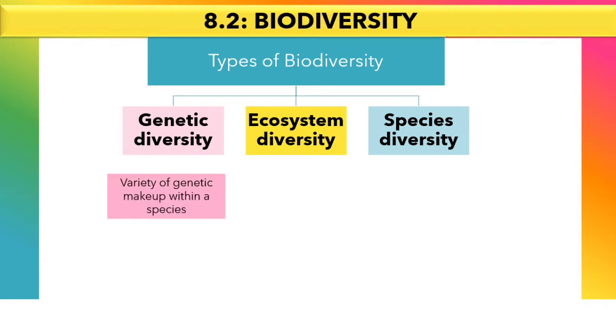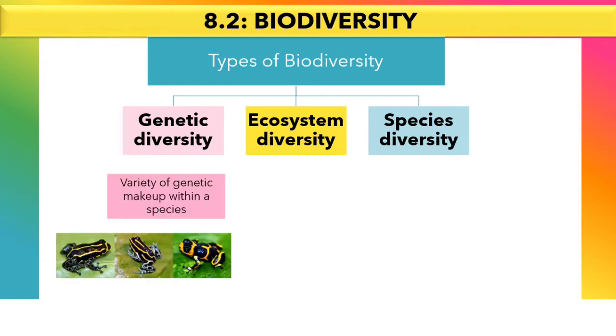Genetic diversity is the variety of genetic makeup within a species. Look at the picture of the frog. The variation in the makeup of the frog within a species is called genetic diversity.